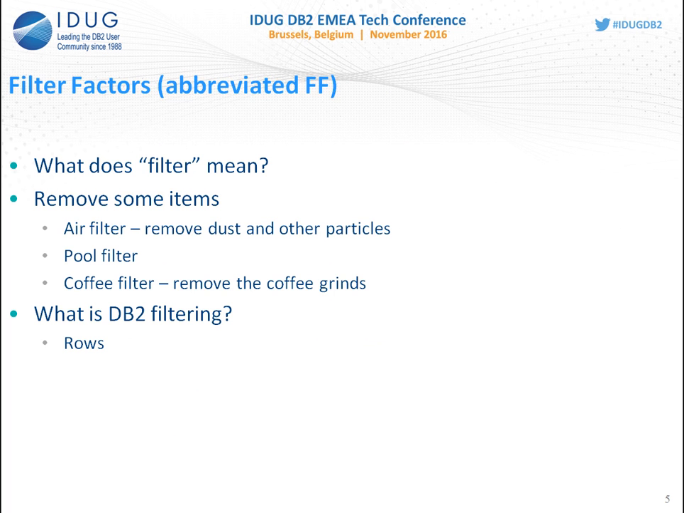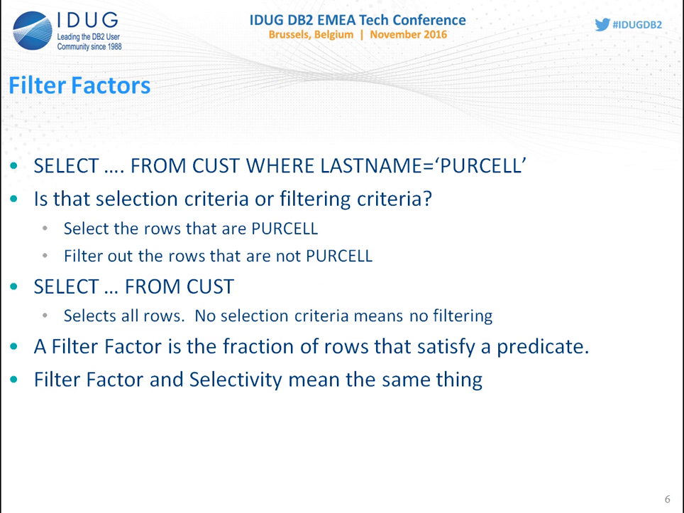Everybody knows. But okay, the word filter means to remove something. An air filter removes dust and other particles. What DB2 is filtering are rows. If we have a query, select some columns from the cust table where the last name equals Percell, is that selection criteria or filtering criteria? It could be thought of both ways. We usually think of it as selection criteria: we're selecting the rows whose last name has the value Percell. But you can also look at it the opposite way: we're filtering out the rows that are not Percell.